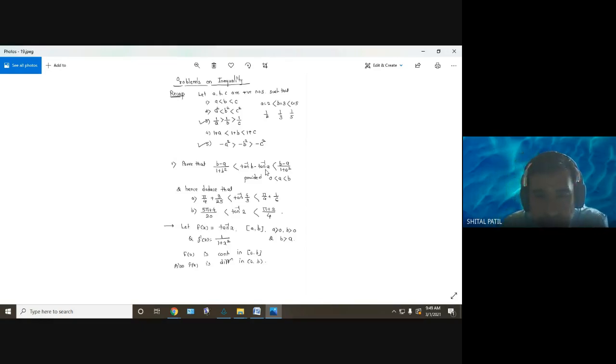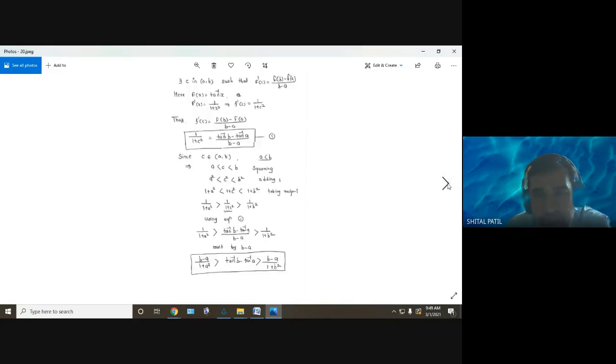Then f dash of x is obtained as 1 upon 1 plus x square. Tan inverse x is continuous in AB. It is not continuous at x equal to 0, but 0 is not included since A and B are both greater than 0. Then f of x is differentiable in the open interval AB. So all the conditions of Lagrange's mean value theorem are satisfied. Therefore, there exists C such that f dash of C equal to f of B minus f of A divided by B minus A. That is, tan inverse B minus tan inverse A divided by B minus A equal to 1 upon 1 plus C square.